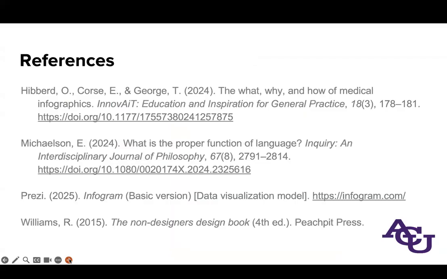For further research, you can feel free to consult the sources that informed this first learning objective for the webinar. They're here for your perusal if you would like. And now I will turn over to Emmy to guide us through the second learning objective.